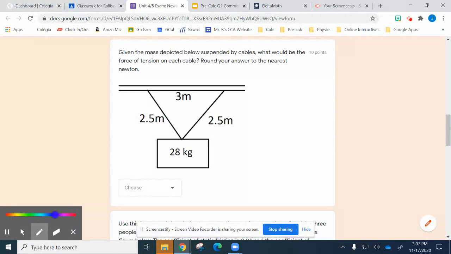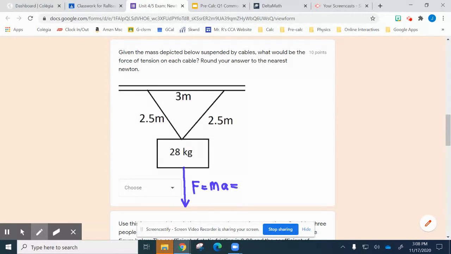All right, so this question has to do with breaking up forces. You've got a certain amount of force that gravity is exerting on the 28 kilogram block, and you're trying to figure out the amount of tension on each cable. So this is going to involve triangles. Most force problems involve triangles and trig functions. The first thing we have to do is figure out the force of gravity, which is the mass of the block times the acceleration due to gravity.